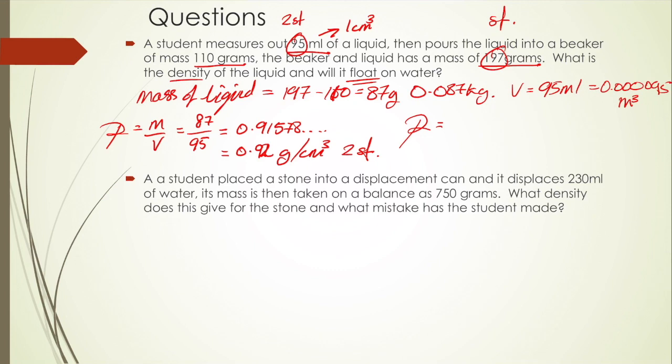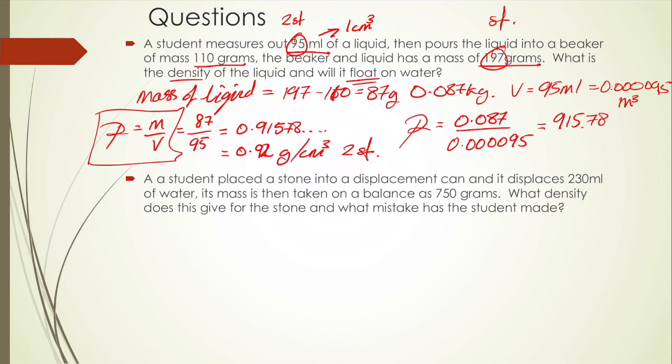For the next part, I'm going to do it in kilograms: 0.087 divided by, I've written it down over there to the side, 0.0000095, which equals 915.78 kilograms per metre cubed, which to 2 significant figures is 920 kilograms per metre cubed. I hope that helps you.